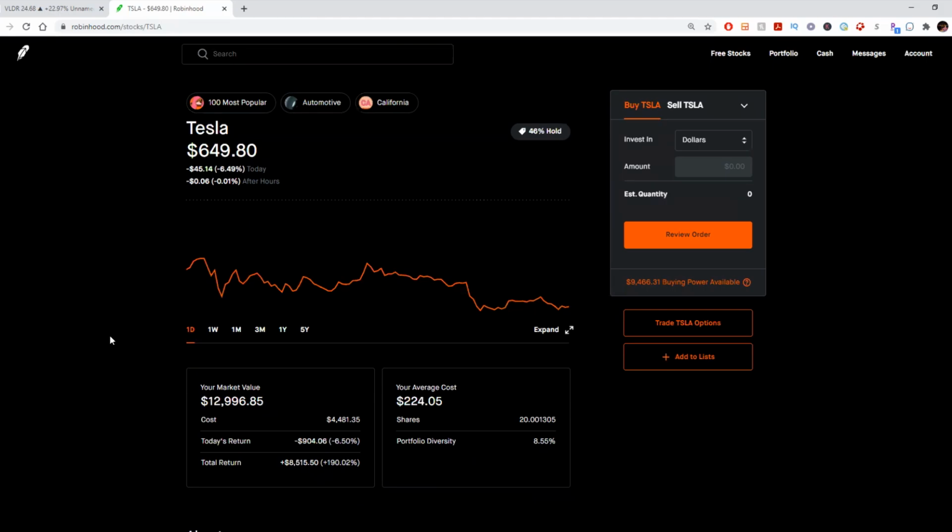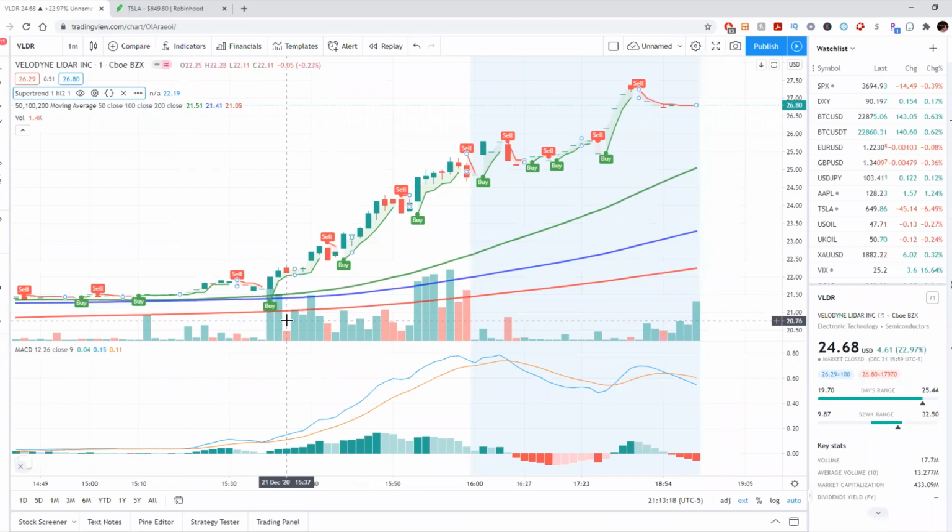Okay. So that's all I wanted to share with you guys here today. Mainly to tell you about this Supertrend indicator as well as some of the stocks that I'm watching.